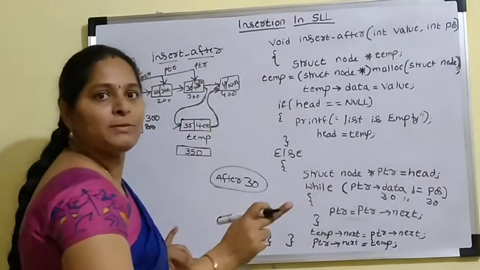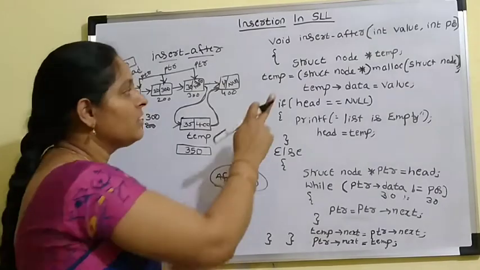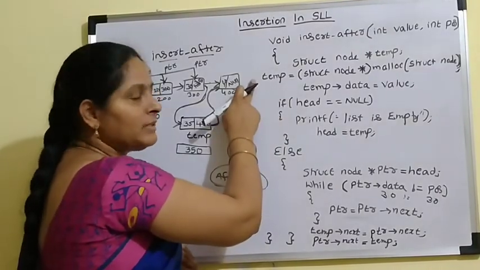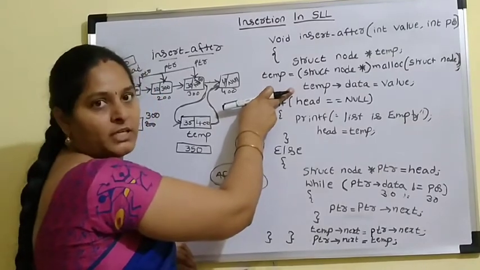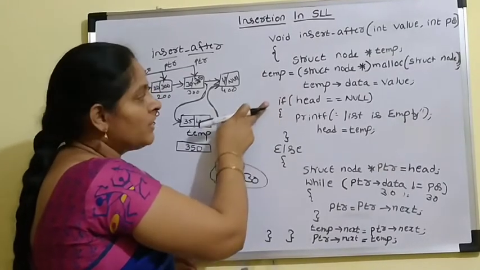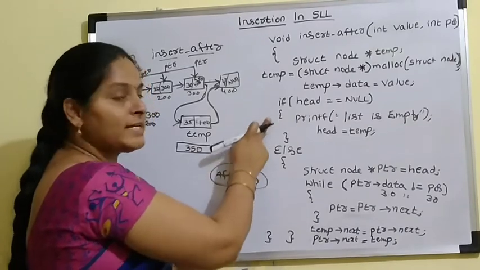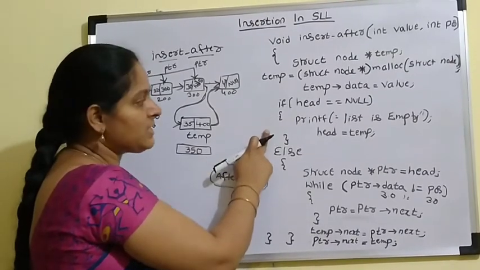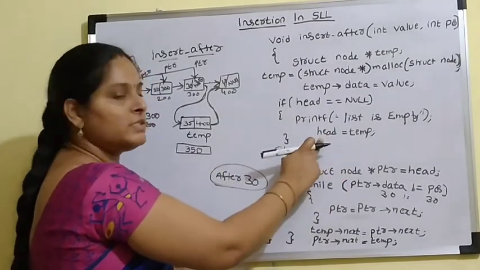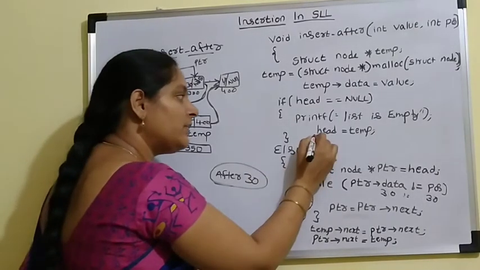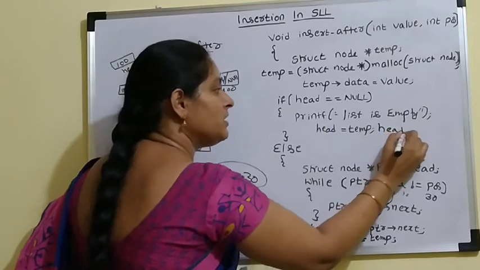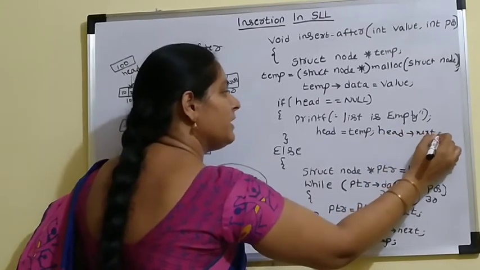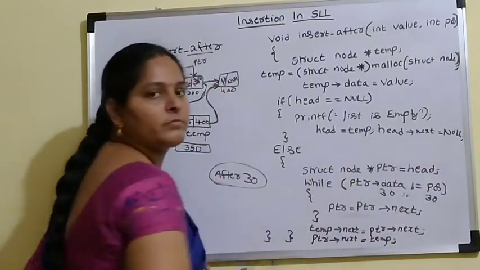In case of C++, we need to use the new method. Now, after allocating the memory and creating the node structure, store the actual value in the data part of the node. Then check whether the list is empty or not. If the list is empty, our inserting node becomes the head node, and here you can also write head next equal to null. This is optional.